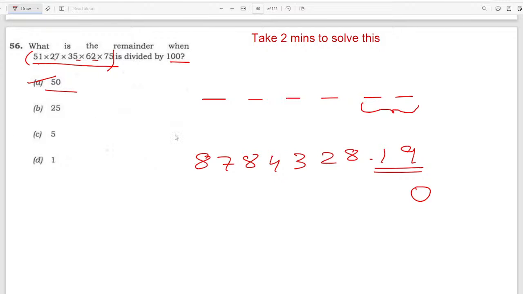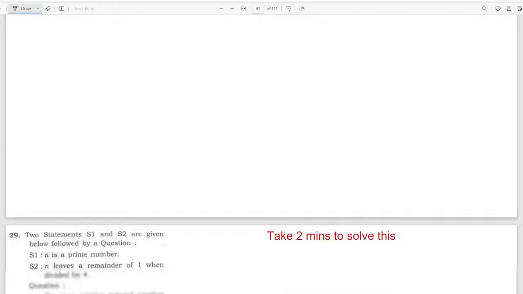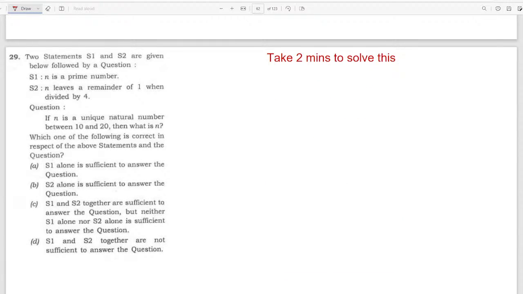I hope this is clear. We'll move to the next question then. Take 2 minutes to solve this question. We'll see how to go about this question here.